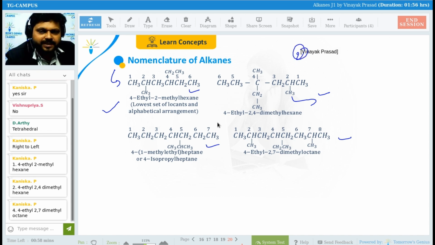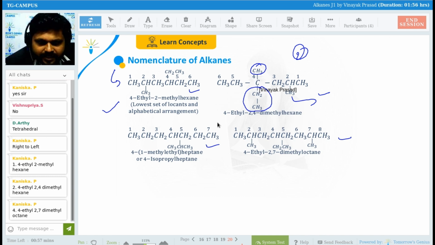In the second question, guys, we will start our counting from right to left. Why? Because at the second position we have a methyl group, and from left to right, at the third position we have two methyl groups. Actually, there are 1, 2, 3, 4 carbons, so we can count 1, 2, 3, 4, 5, 6. Six carbons are there in the straight chain. So we have one methyl here, and again there is an ethyl group.